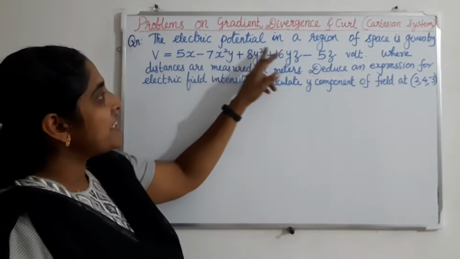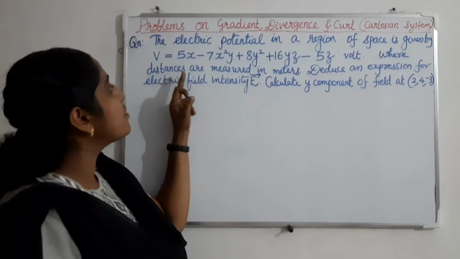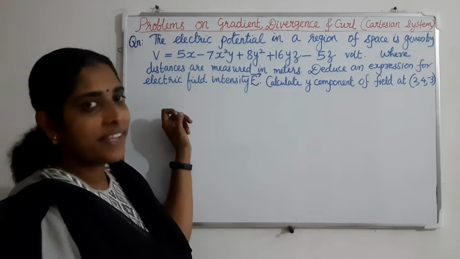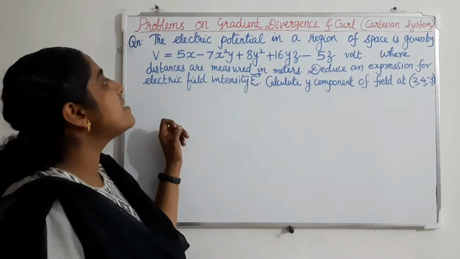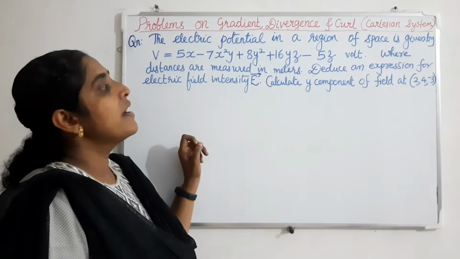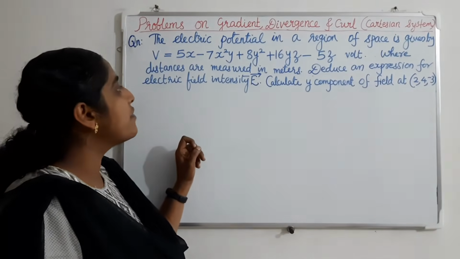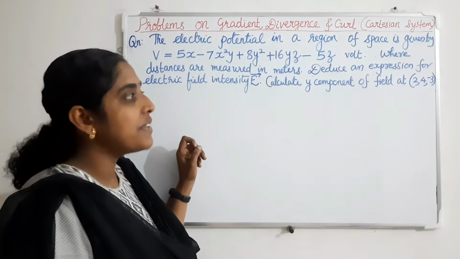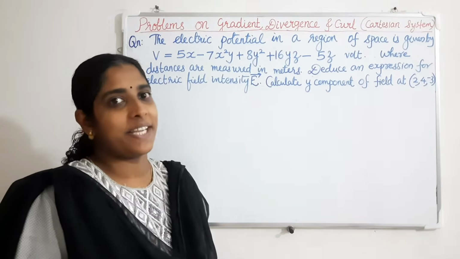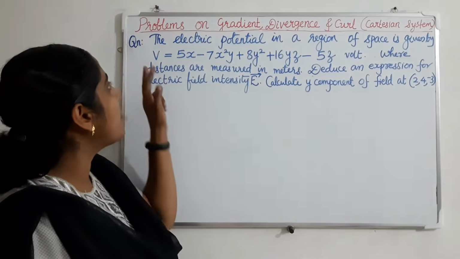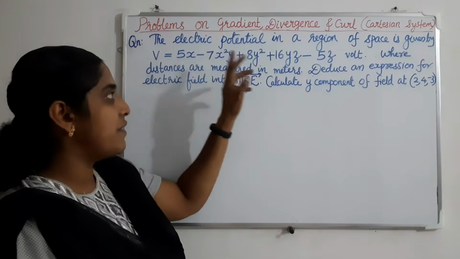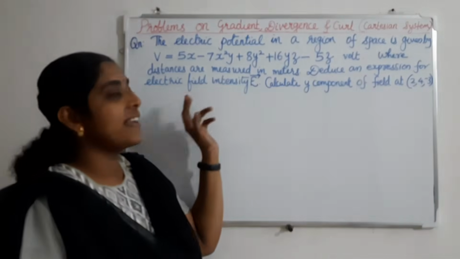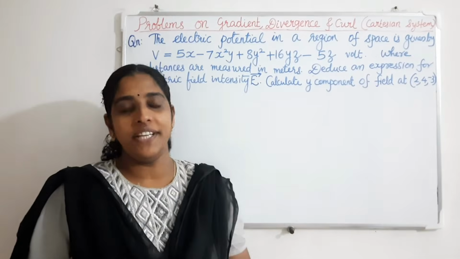See the next question. The electric potential in a region of space is given by V equal to 5x minus 7x squared y plus 8y squared plus 16yz minus 5z volt, where distances are measured in meters. Deduce an expression for the electric field intensity E vector. Calculate the y component of the field at (2, 4, -3). That is, in this question, the potential function is given.